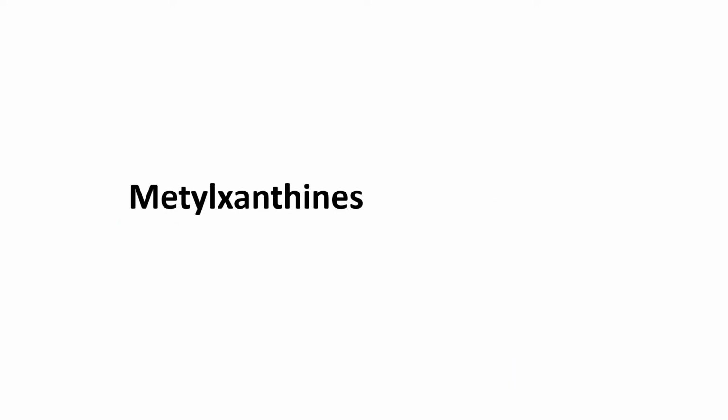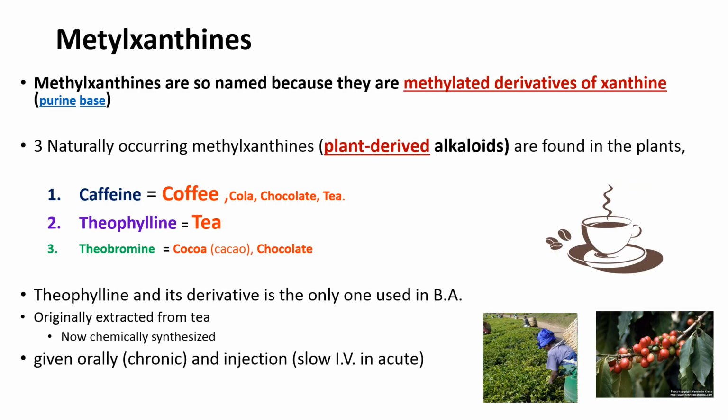Now let us discuss the third bronchodilatory agents, that is methyl xanthines. The name is derived from the fact that they are methylated derivatives of xanthine, and there are three naturally occurring methyl xanthines that are found in plants. So these are basically plant derived alkaloids.